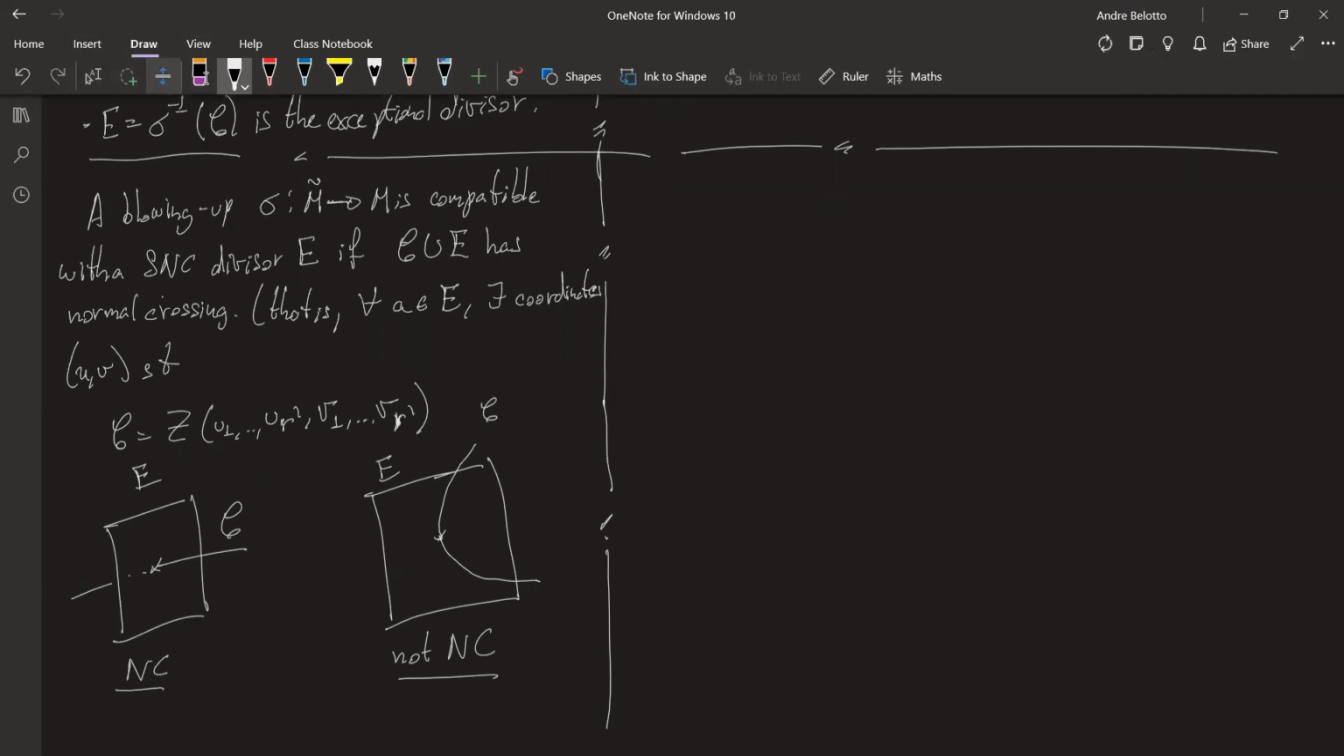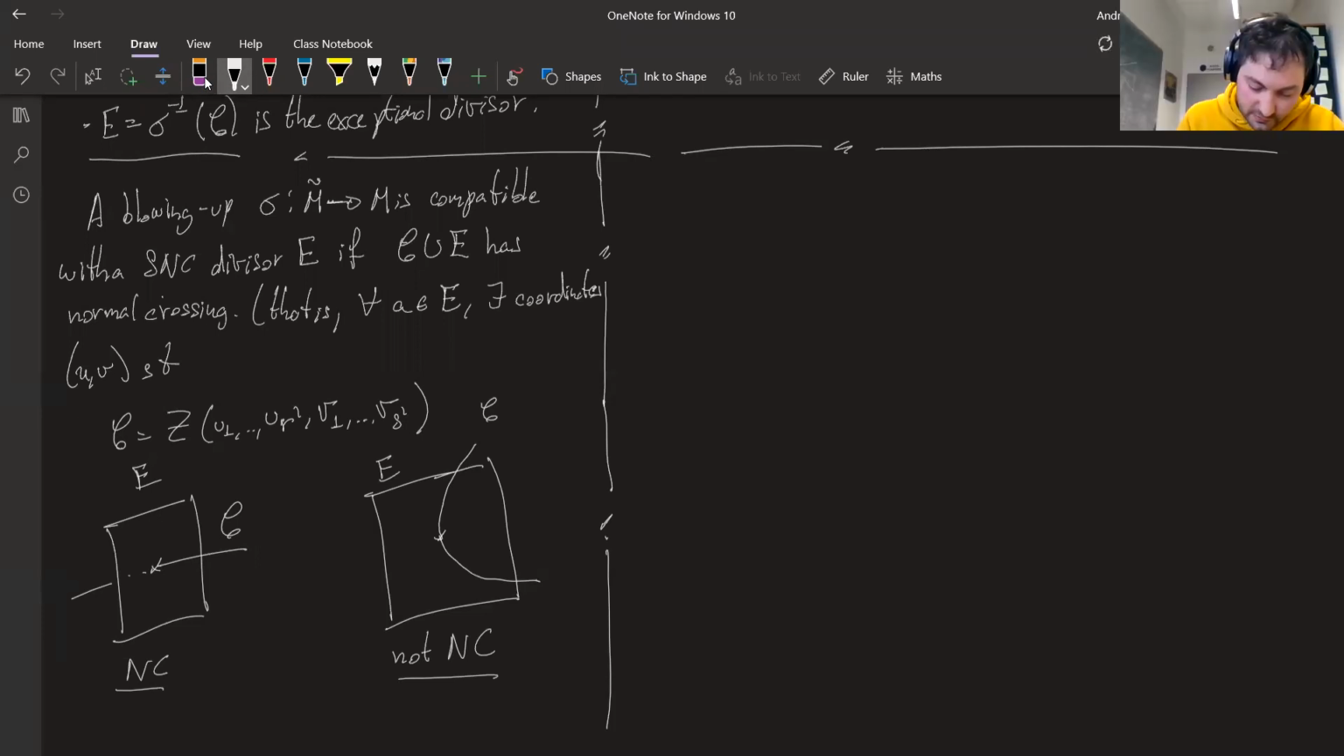Sorry, I also have a small question. Maybe I misunderstand the definition, but C and E are in M basically, right? Yes. So the way it's written, it has nothing to do with the sigma. I don't really understand. Wait, you just wrote that. I'm just saying that the blowing up is with center C. I didn't say that.